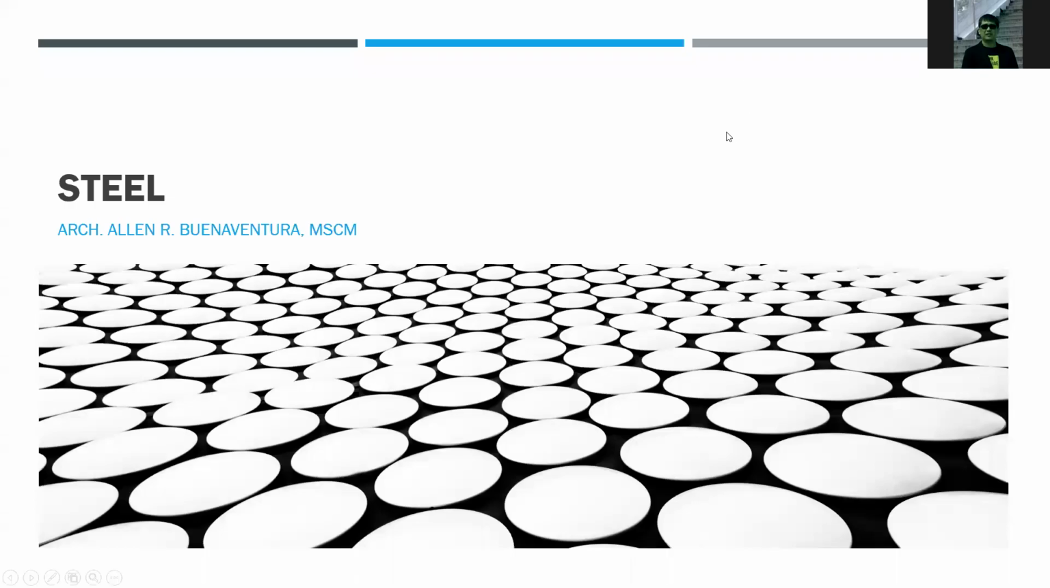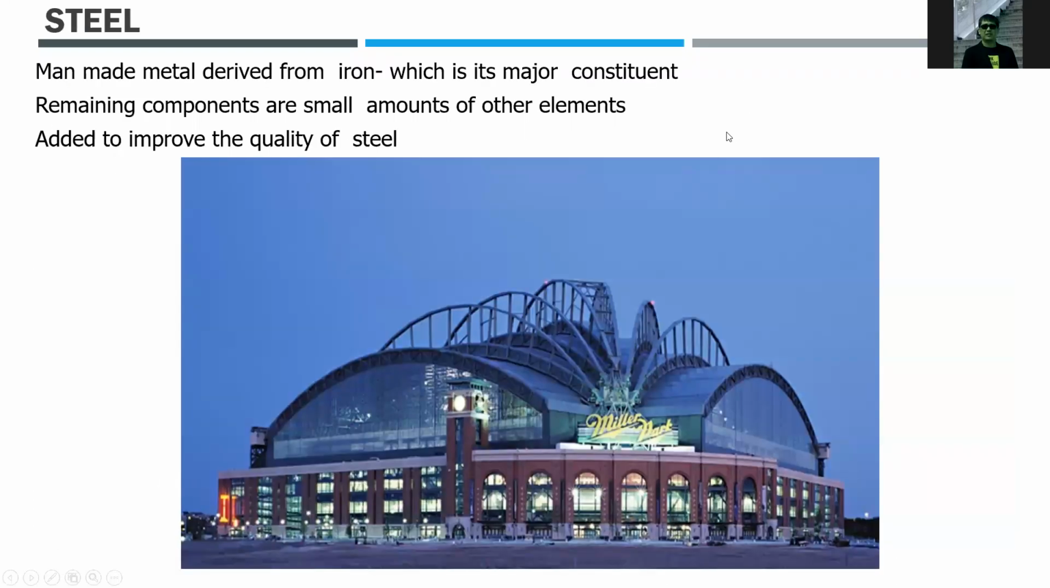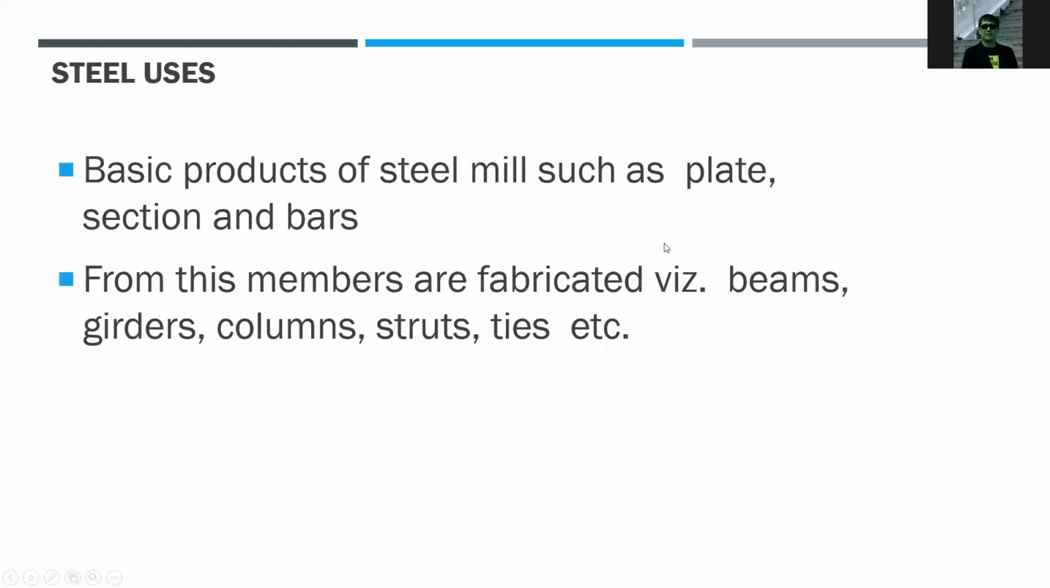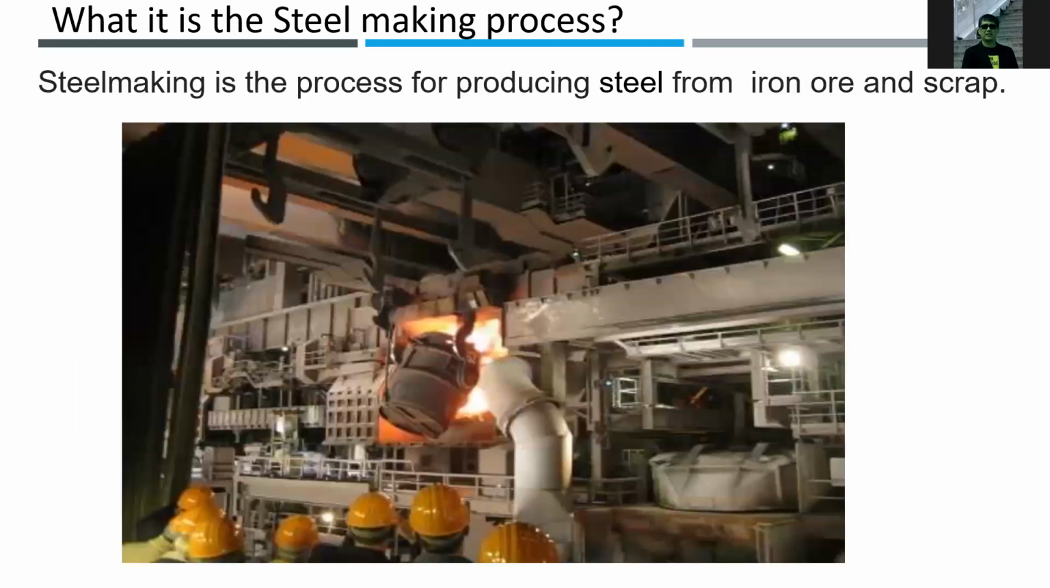Okay, our topic is steel. Steel is a man-made metal derived from iron, which is the major constituent. The remaining components are small amounts of other elements, which are added to improve the quality of steel. The basic uses of steel are for fabrication of beams, girders, columns, struts, ties, section plates, and bars.